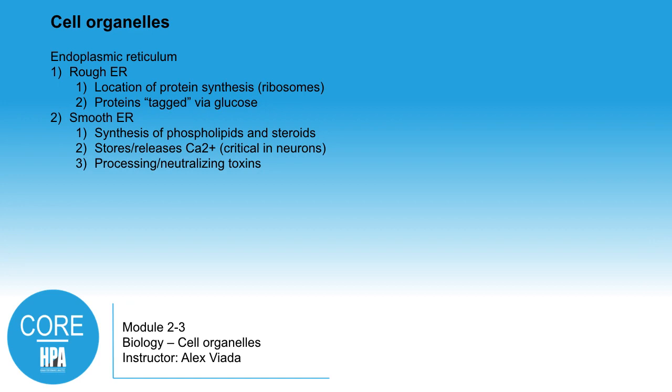So the rough ER, again, with those ribosomes on it, hence why it looks rough or fuzzy, is where proteins are primarily made, and they're also tagged via glucose and via various side chains, which tells the cell where to put them. Smooth endoplasmic reticulum is where phospholipids and steroids are made. This is also where calcium ions are stored, and we'll see why that is so critical when we discuss neurons later on. It's also responsible for processing and neutralizing of toxins. We can discuss that a little more at a later date.